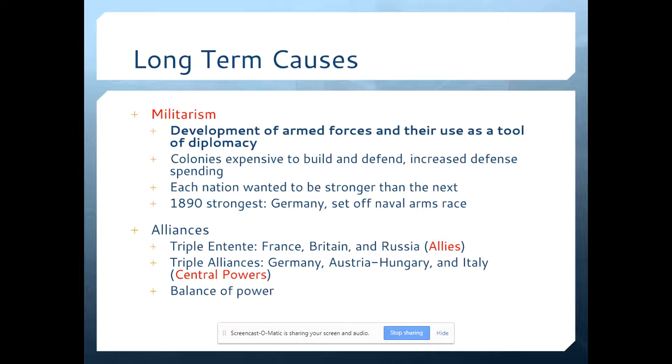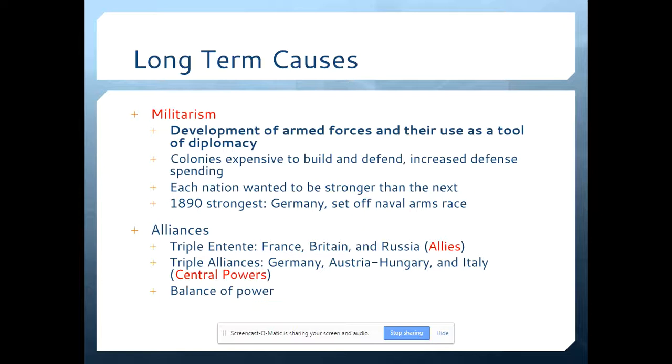The second long-term cause is alliances. In the alliance system, there are 2 major defense alliances in Europe by 1907. The first one is the Triple Entente, later known as the Allies. When we refer to this in class, we'll refer to this group as the Allies. This consists of France, Great Britain, and Russia. The alternative alliance is the Triple Alliance, which is Germany, Austria-Hungary, and Italy.